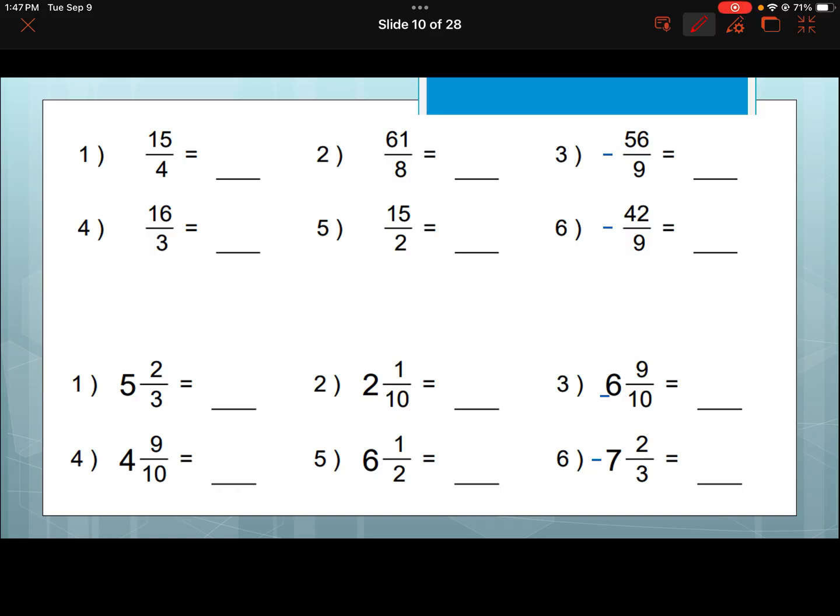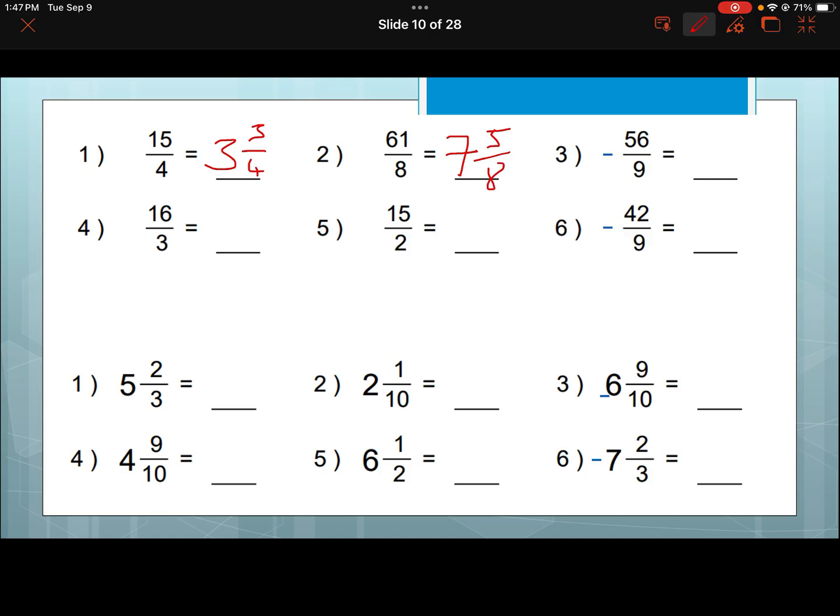Okay, so you should have seen how many 4s go into 15. If you know your 4 times table, it goes up to 12, so that is 3. And then there's going to be 3 remainder, because 4, 8, 12, 13, 14, 15. How many 8s go into 61? That is going to be 8 times 7 is 56, so it's going to be 7. And then from 56 to 61 gives me 5.